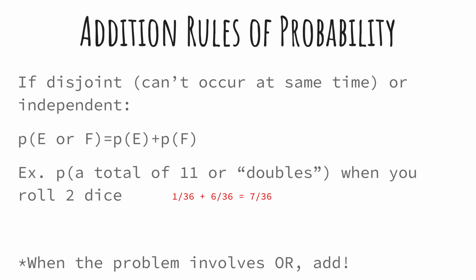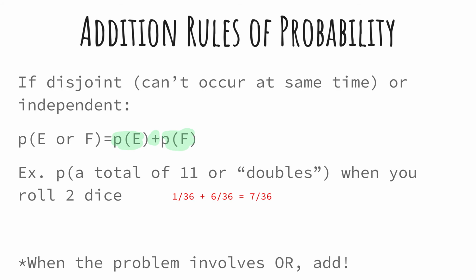All right, so if it's disjoint, meaning that the events can't occur at the same time, then you are going to add them together. So what's the probability of one event happening or another event happening? You're going to take the probability of the first event and the probability of the second event, and add them together. So here's an example.